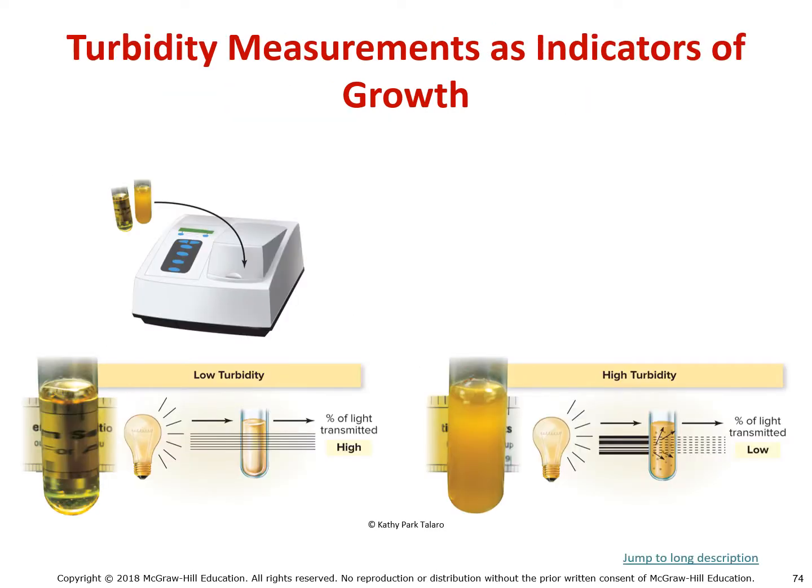We can put it in a spec. The spec is going to again try to shine light through. If there are no cells present, then again the light will pass right through. But again, if there are a bunch of cells, it will scatter the light, so less light gets through and picked up, and ultimately that tells us again there are more cells.